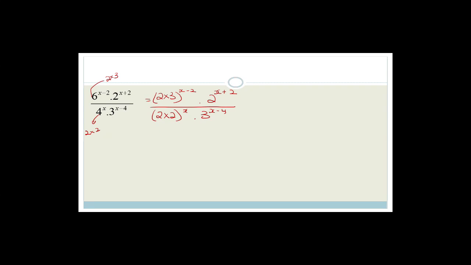Okay, now let's get rid of the brackets. Remember what it says? The rule is a to the m to the n is equal to a to the mn. We need to multiply this with everything inside the bracket. So it becomes 2 to the x minus 2, 3 to the x minus 2, 2 to the x plus 2, all over everything inside the bracket to the power of x becomes 2 to the x, 2 to the x, 3 to the x minus 4.